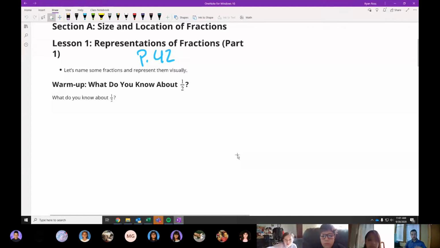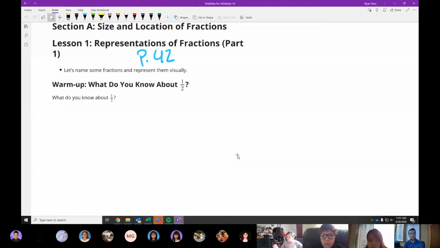Each of our units has different sections to it. This one has 3 sections. We are in section A, all about size and location of fractions. So understanding what a fraction looks like in a model form. What does 1/2 look like? What does 2/3 look like?